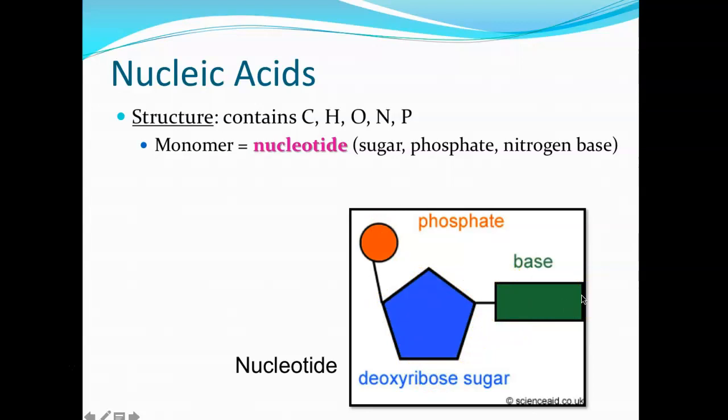So how can you tell the difference between a nucleic acid and a phospholipid? Well, a phospholipid doesn't have nitrogen. And so that's one way that you can tell. So if you see a molecule that has these atoms, that's going to be a nucleic acid. And nucleic acids are responsible for storing hereditary information.